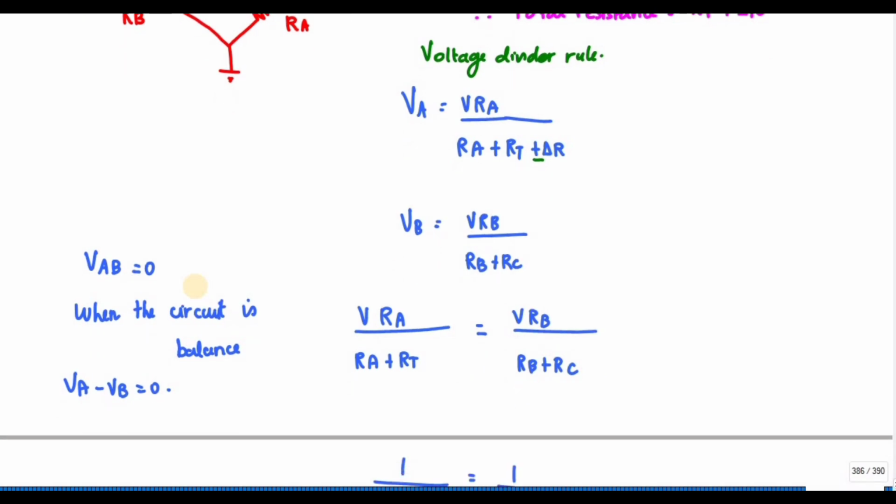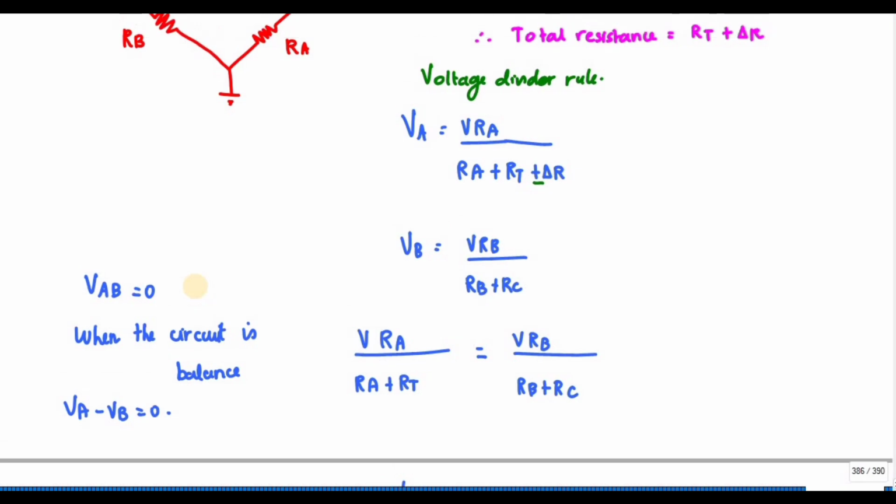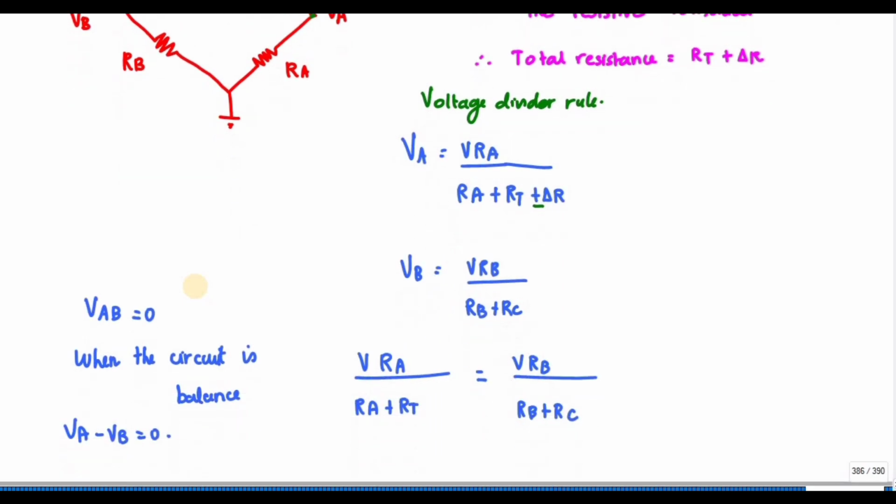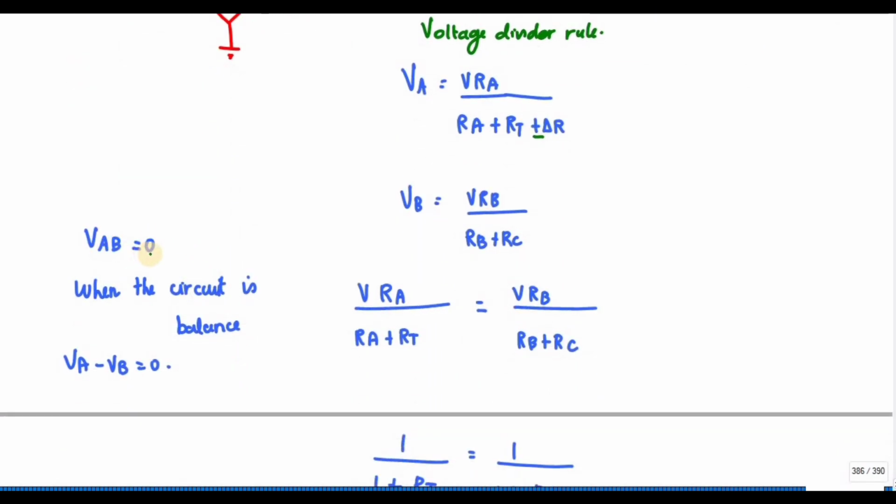Initially there is no change in the physical quantity, so I can consider the circuit is balanced. So the difference in the voltage VAB is equal to 0. I can write VA minus VB is equal to 0. If I substitute VA and VB, here VA is equal to VB, right? So VA is equal to VB.